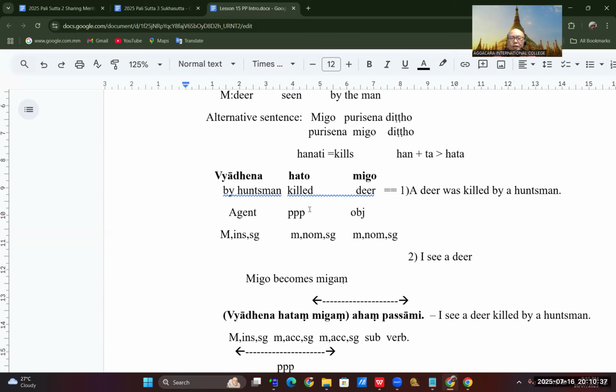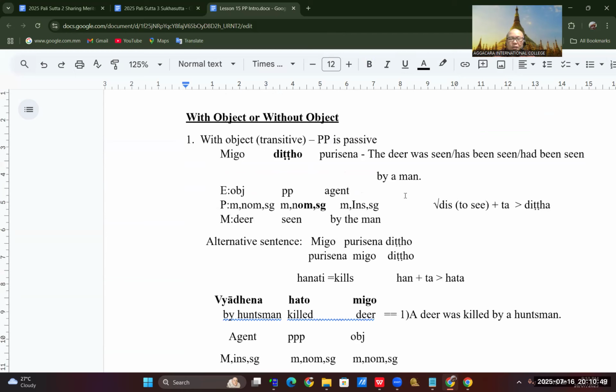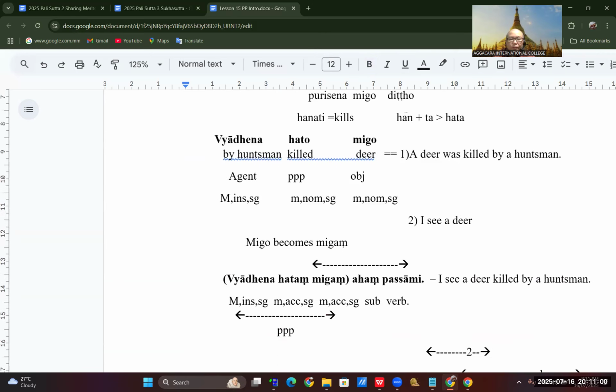So this one we call PPP. Now we are in the passive, so we call it PPP. PPP means passive past participle, right? So we can put PPP here. So the deer was killed by a hunter. Now this sentence is easy. The deer was killed by the hunter is a passive, so the object will be the deer, and the agent will be wadena. Wadena means the instrumental case, by the hunter.